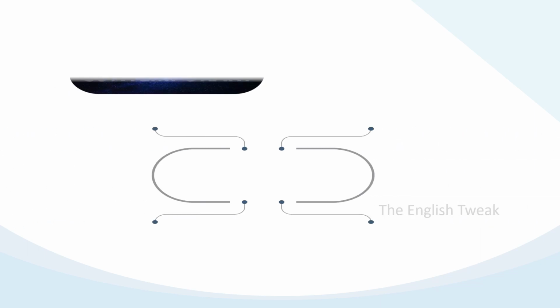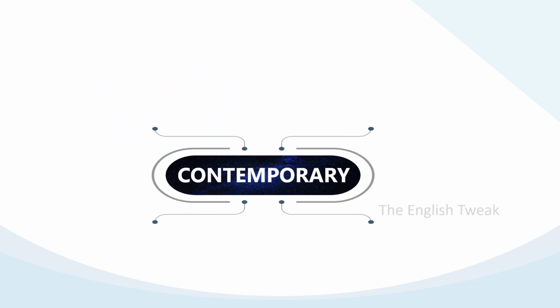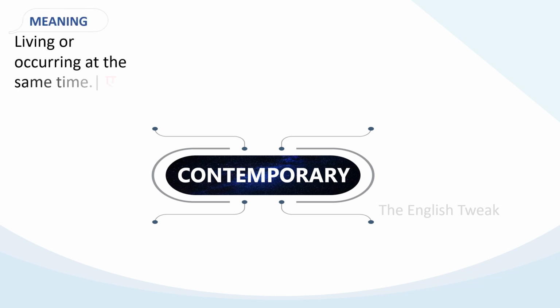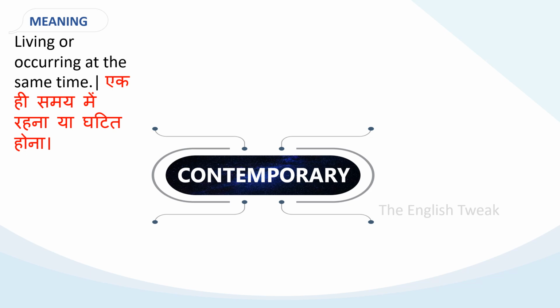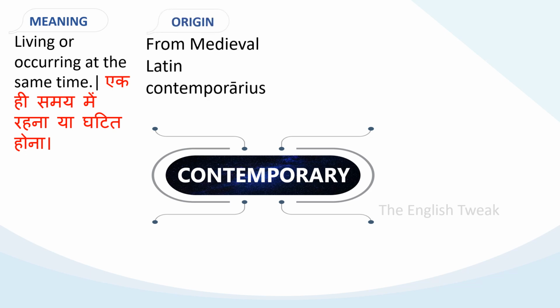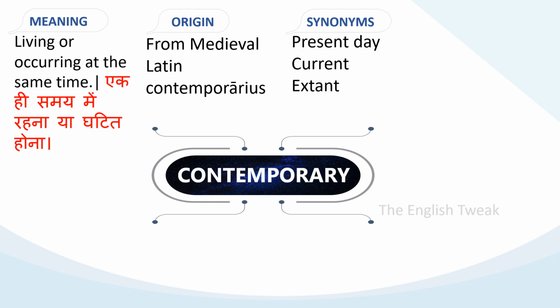We have 4 word powers, and number 1 is contemporary. This word simply means living or occurring at the same time or generation. In Hindi it means एक ही समय में रहना या घटित होना. The origin of this word comes from the medieval Latin contemporaneus, and the synonyms of this are present day, current or extant. Antonyms are old-fashioned or out of date.